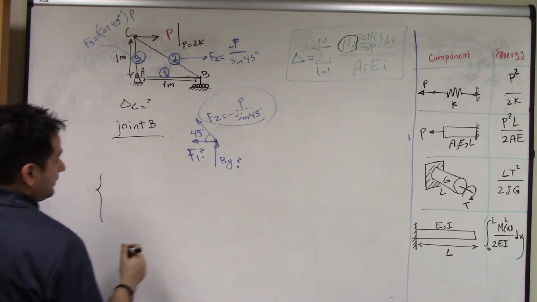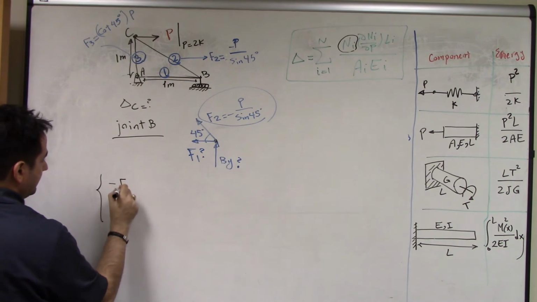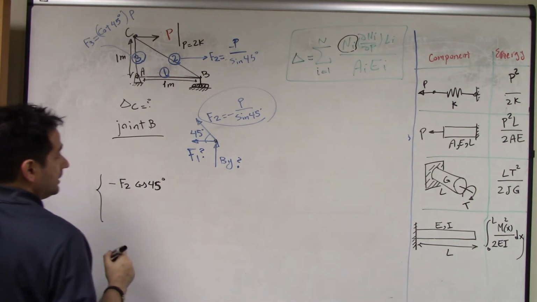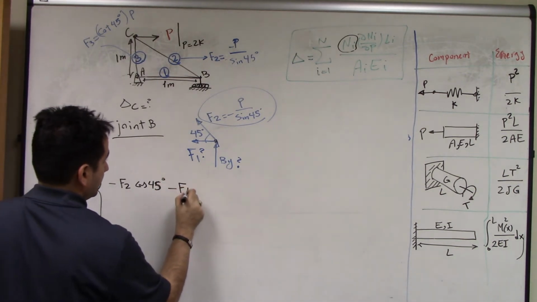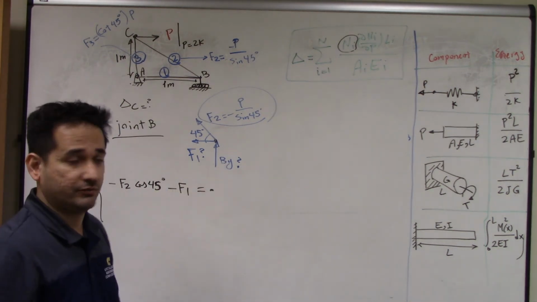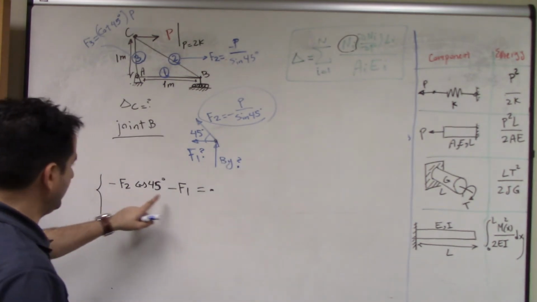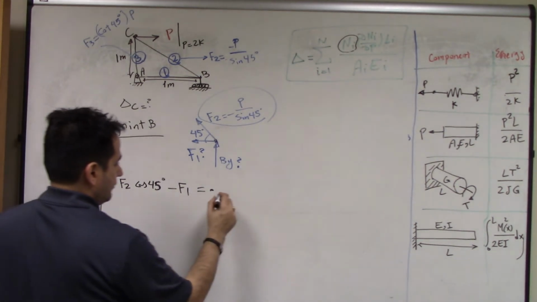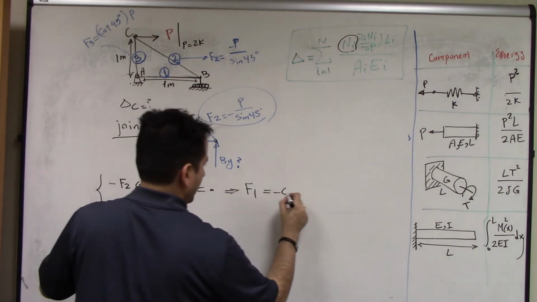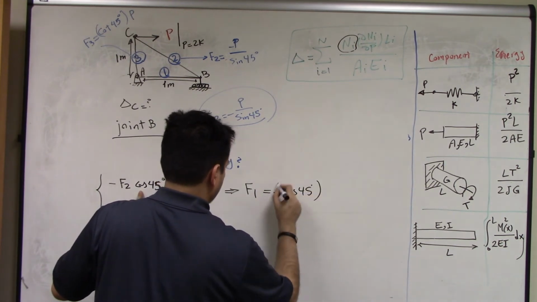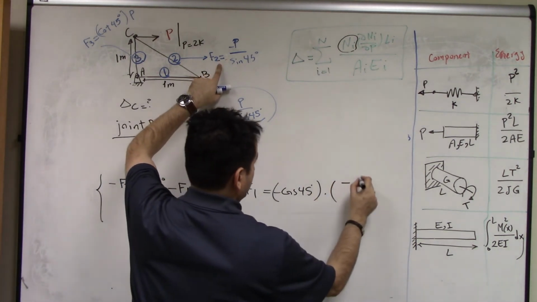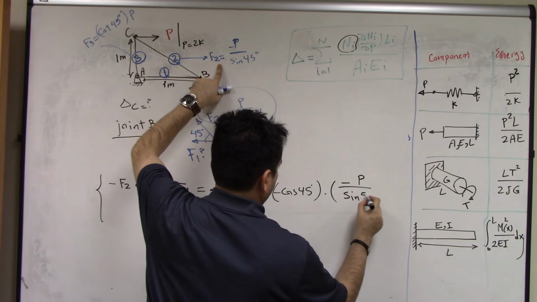Summation of force in x is 0. That is negative F2 cosine 45, negative F1 is 0. And then summation of force in y gives me something for BY, which I don't really care. Right? All I want is F1. And this equation says F1 is equal to negative cosine 45 times F2. And F2 is negative P over sine 45.